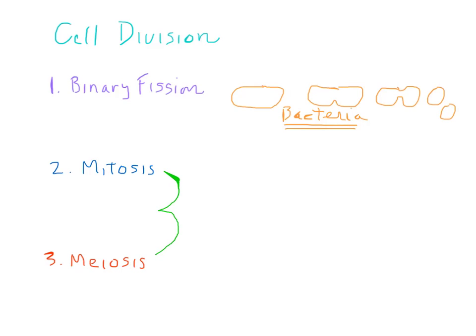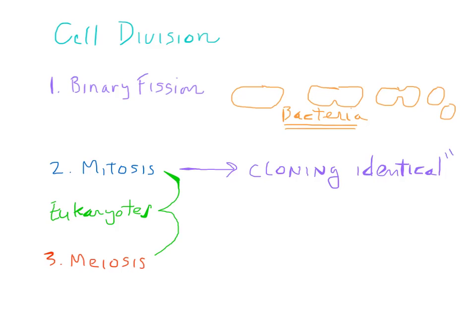Mitosis and meiosis, on the other hand, are used by all eukaryotes: plants, animals, protists, and fungi. Mitosis is a process that's similar to cloning, in which identical cells are created. Identical cells, such as body cells, would be created by mitosis.